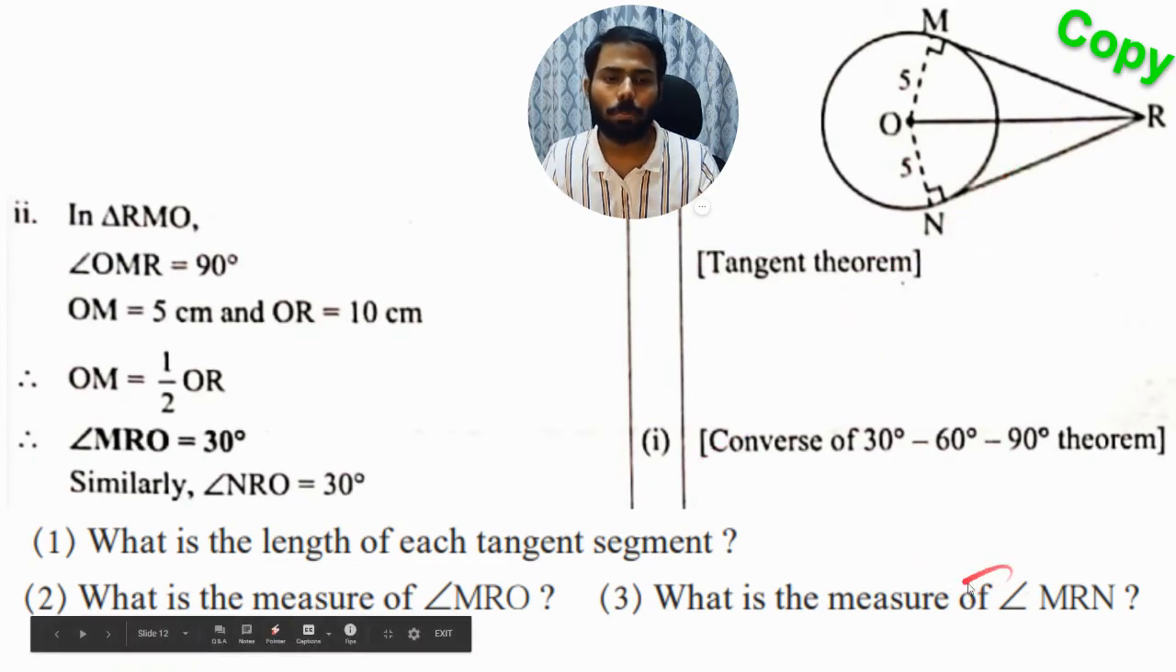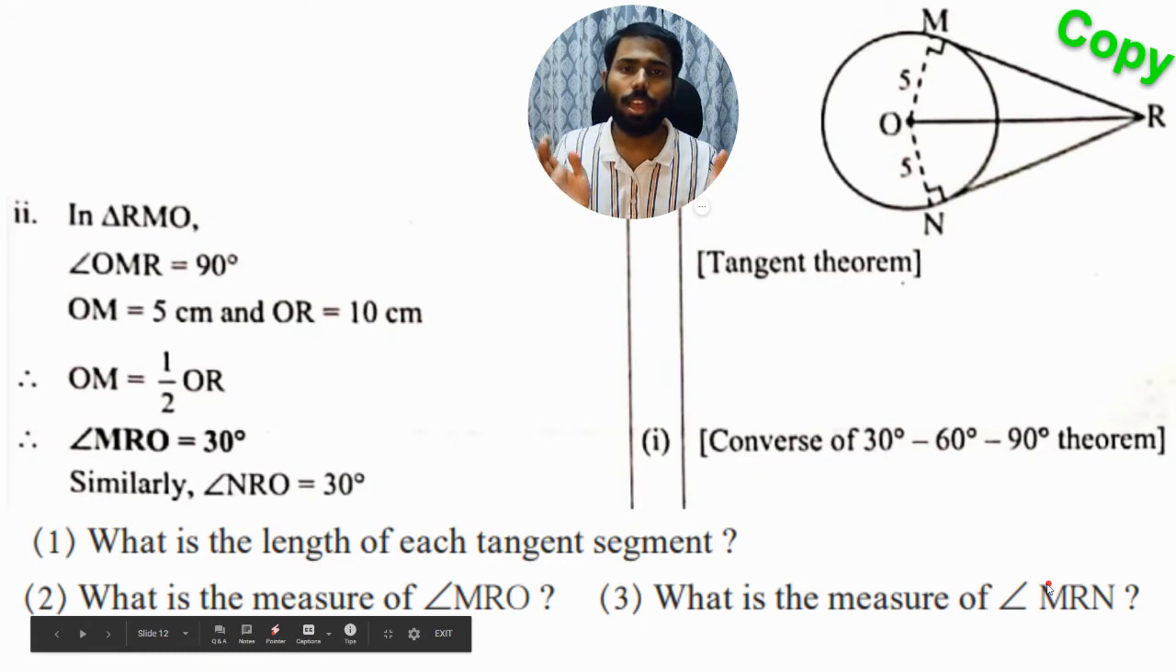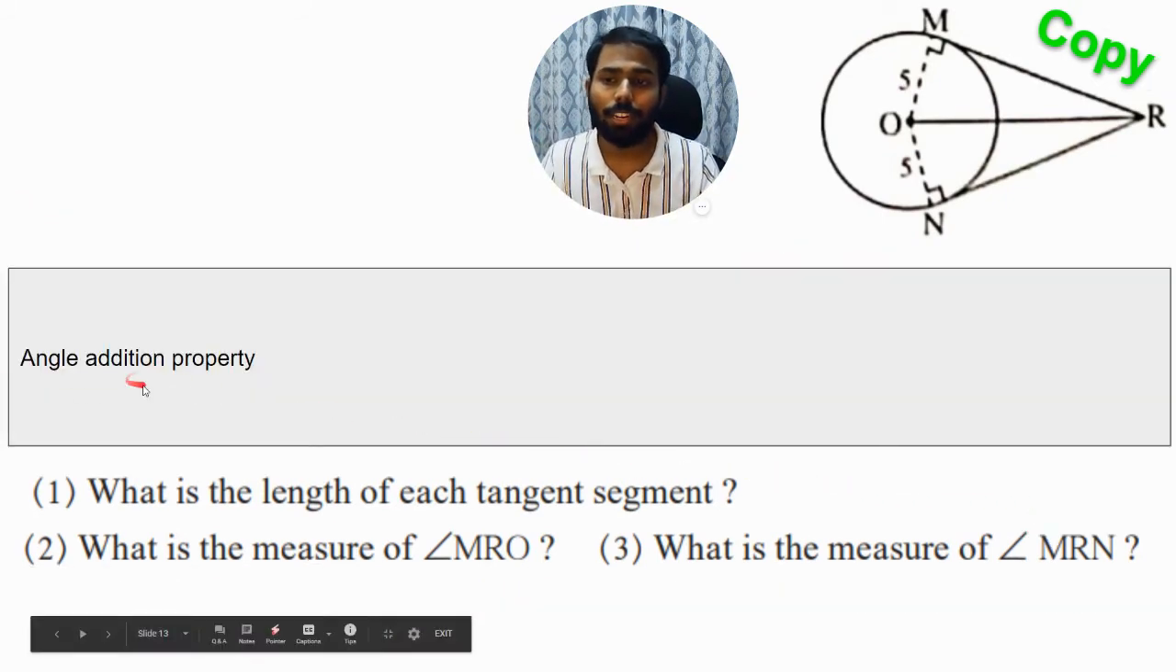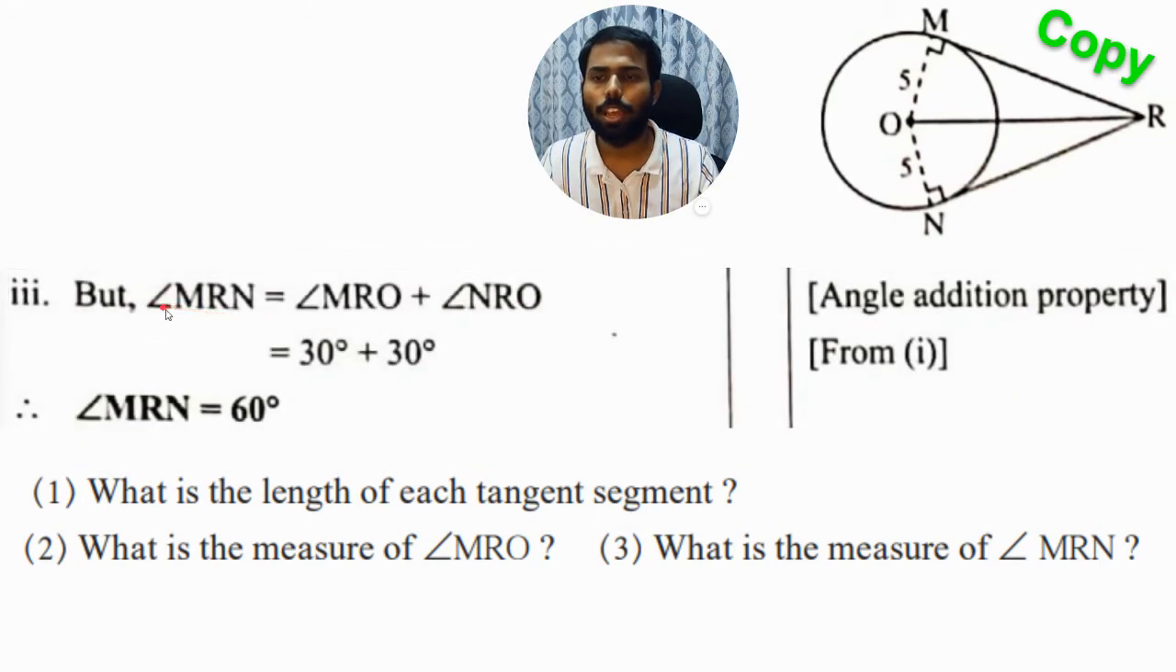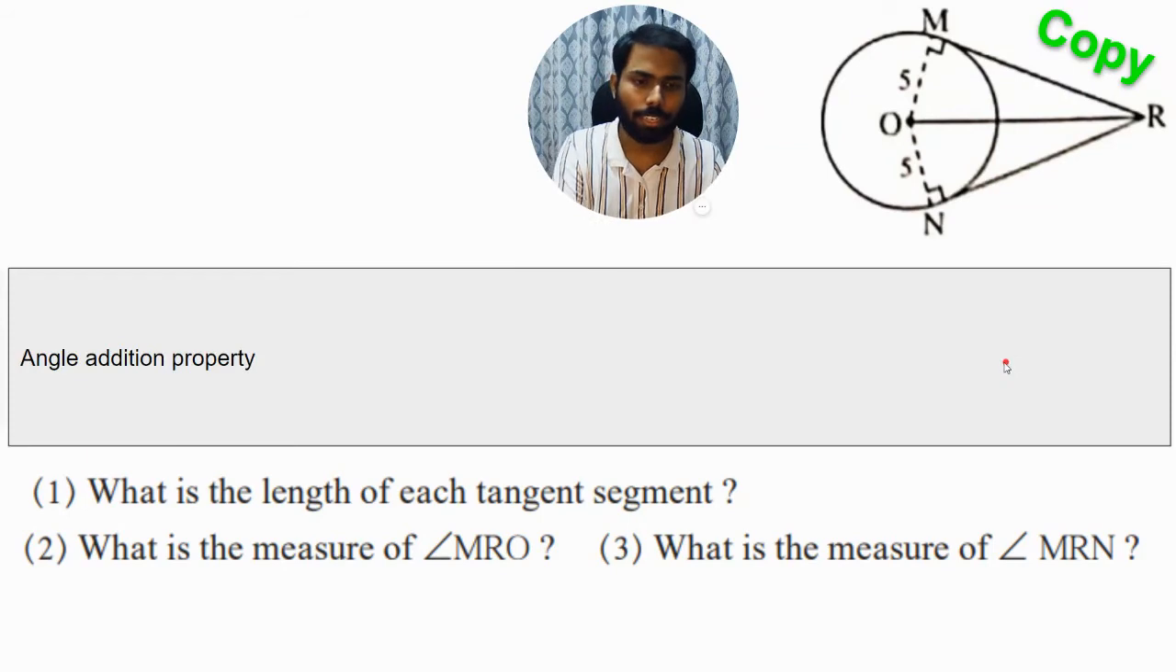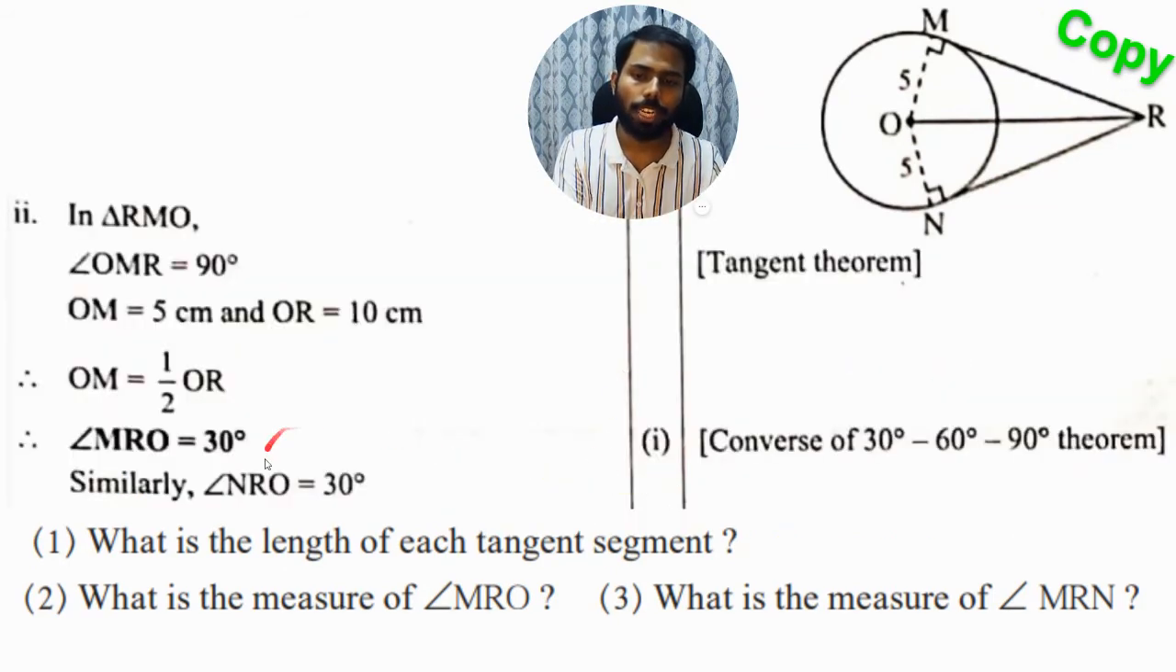Now for the third part of the question, what you're going to do is use the angle addition property, right? A bigger angle is asked, and you know both smaller angles inside it, so you will simply add the angles. So you say angle MRN, which is the bigger angle over here, is angle MRO, the upper smaller angle, plus NRO, the lower smaller angle. Adding both gives the bigger angle. Both of them are 30 degrees. You can write from 1 and 2.